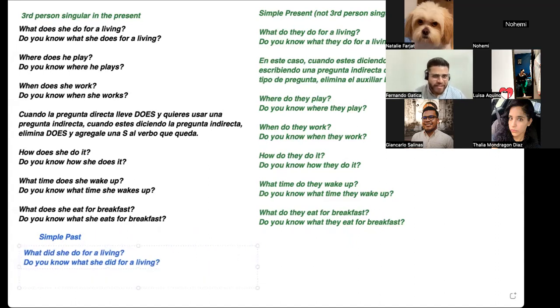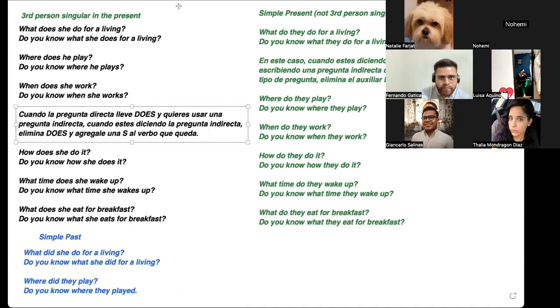Talia, what about this one? Did they play? Do you know where they played? No. I have a question. In the first example, the third person, the verb, it's not is, que termine con ese. Ah, no, porque es el pasado. Yeah. Okay. Thank you. All right. Good. Auto learning. I love that.